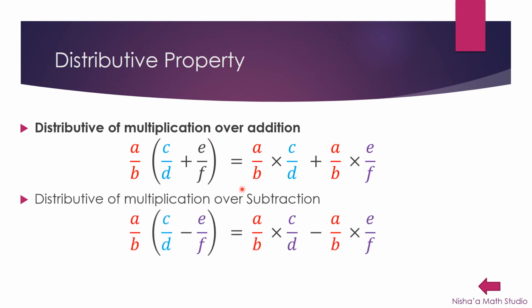Next you also have distribution of multiplication over subtraction, same as the above, but instead of plus sign here you have minus sign. Whatever is outside the bracket, that is the rational number A by B, should be multiplied with C by D. It should also be multiplied by E by F. In between you need to put this minus sign which was there here in the middle. This is called distributive property of multiplication over subtraction.